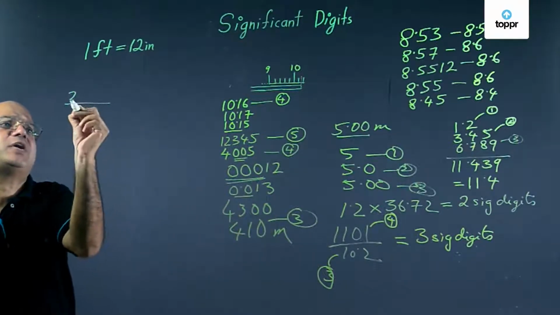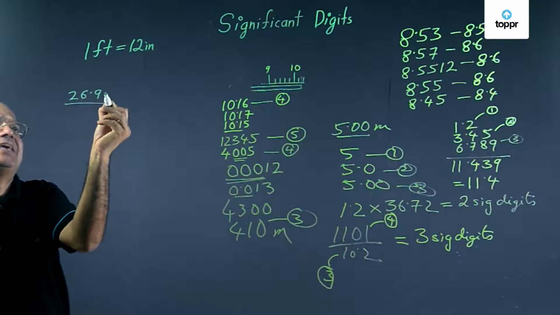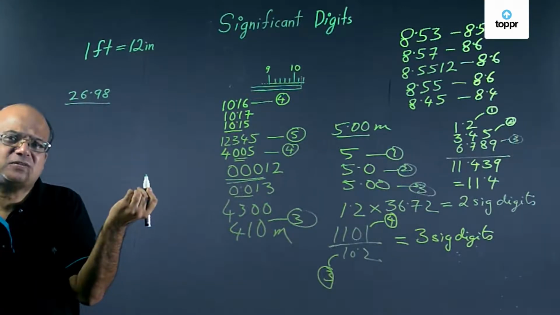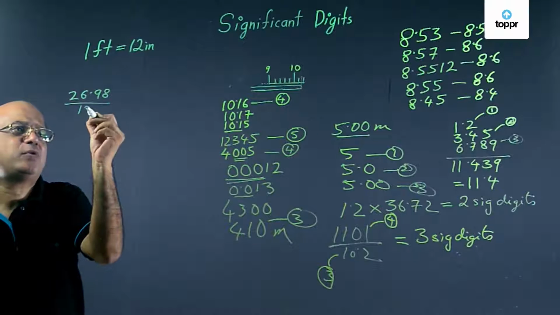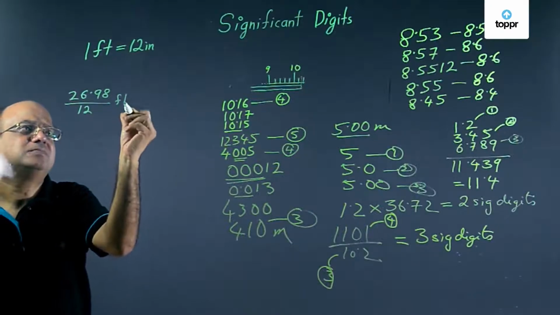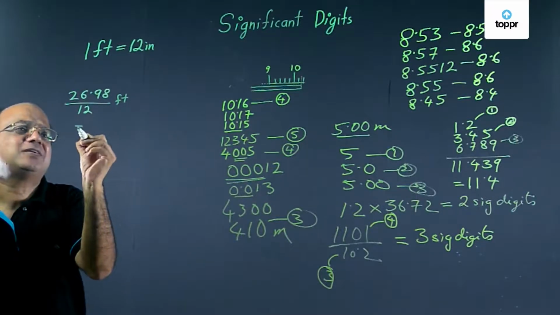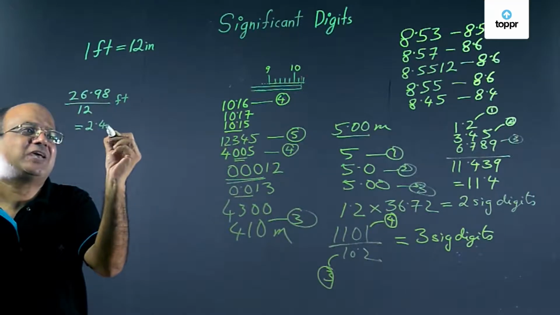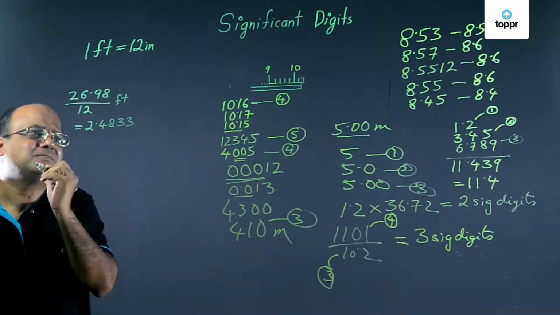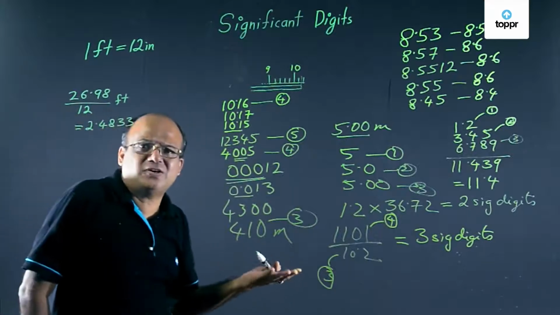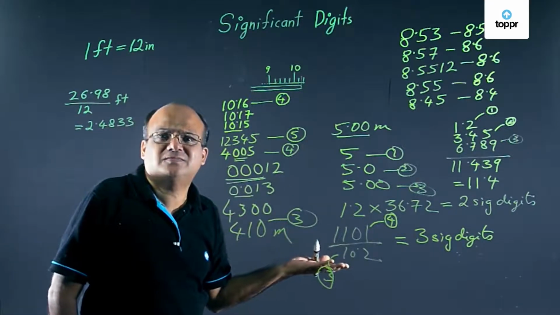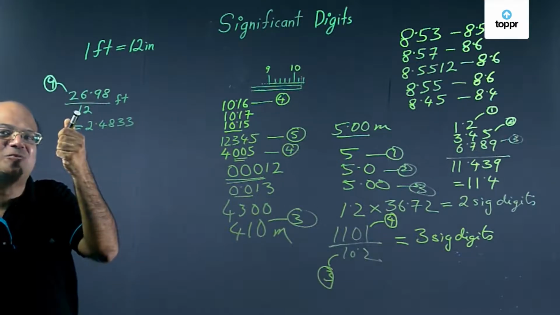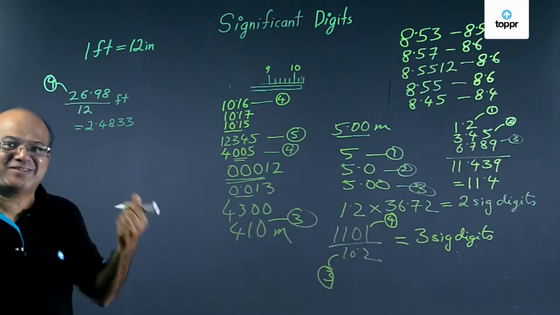Suppose you have got a reading of 26.98 inches. You want to convert this to feet. So we'll divide it by 12. Right? And what will you get? 2.4833. So how many significant digits should we round off the final result? You may think this is 4 and this is 2. But that is not correct.